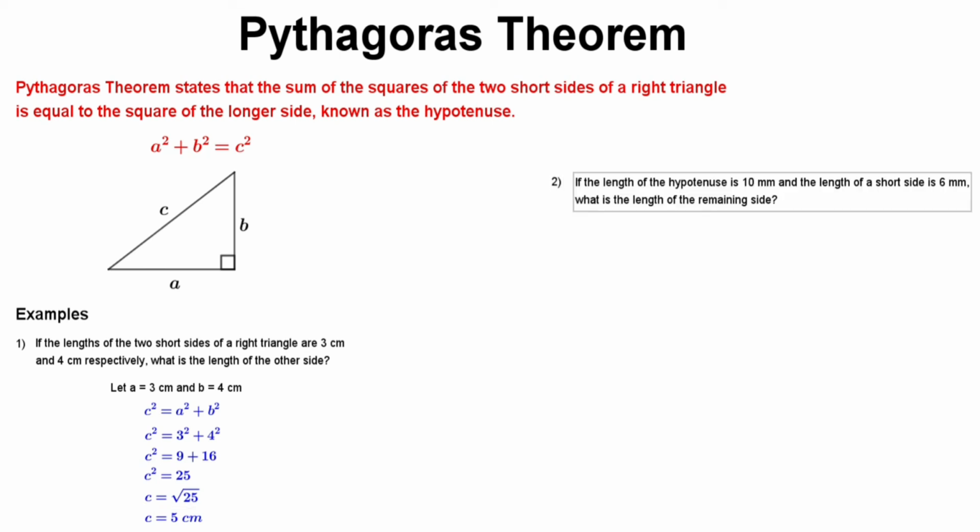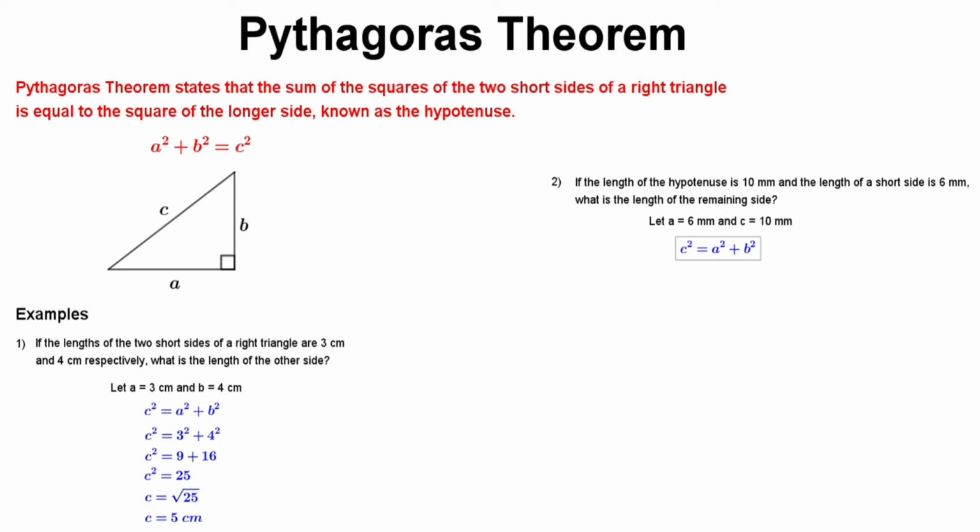A second example is if the length of the hypotenuse now is 10 millimeters and the length of a short side is 6 millimeters, what is the length of the remaining side? So we know that the hypotenuse, which is opposite the right angle, is C. So automatically we will let C equal 10 millimeters, and we could either let A or B equal 6 millimeters. So we'll let A equal 6 millimeters and C equal 10 millimeters.